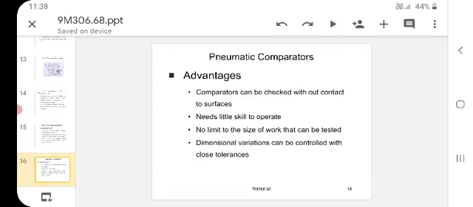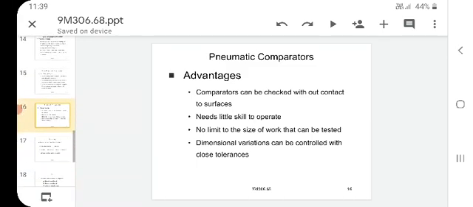Advantages: comparators can be checked without contact to surfaces, need little skill to operate, there is no limit to the size of the work that can be tested, and dimensional variations can be controlled with closer tolerances.